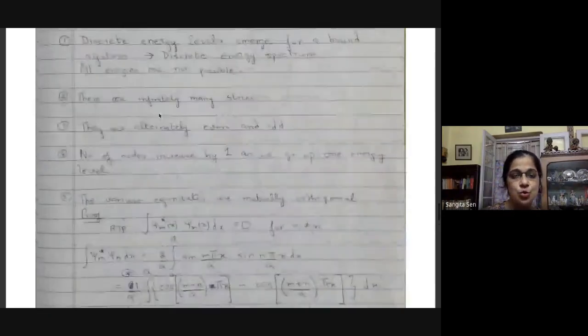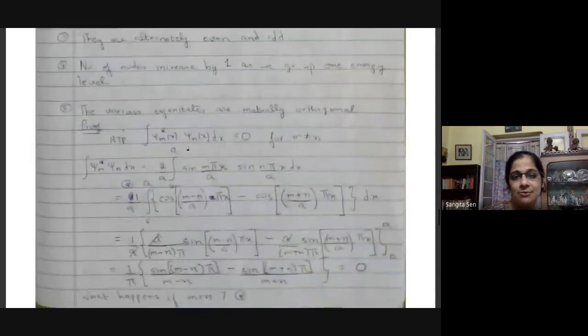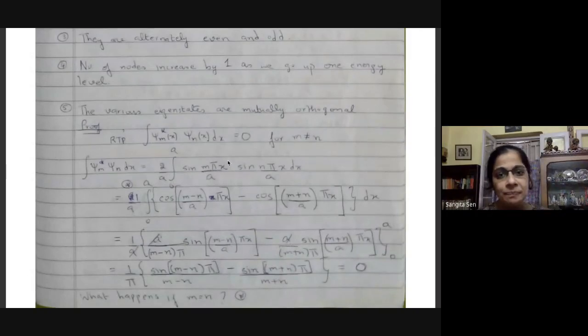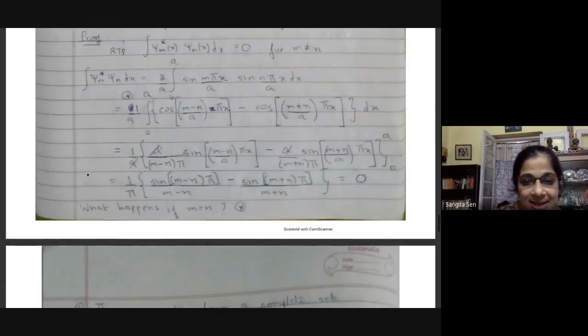So if we have two psi's, one for n and one for m, and we calculate this integral, this is called an overlap integral. If we show that this is 0, then it means that the two functions are orthogonal. So if I have psi m star psi n, then I solve this, and after putting in all the limits, I get this expression.